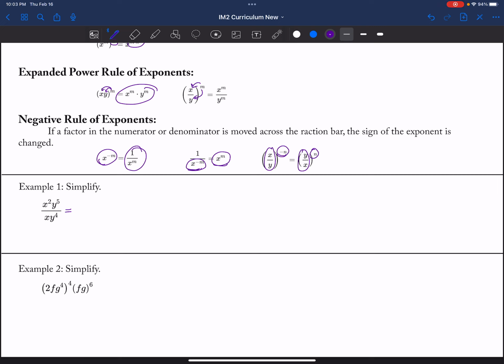Okay, so now here, what I normally do is bring the smallest exponent to wherever the larger exponent is. So in this case, it's x to the 2 minus 1 and y to the 5 minus 4. So I get x and I get y, okay?